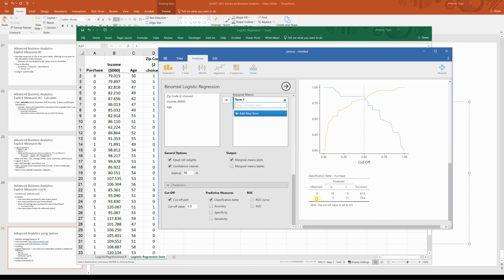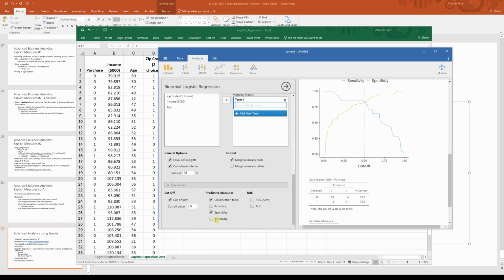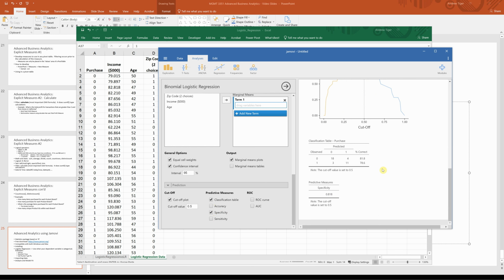Now this is if they buy a house. This is if they did not buy it. This is if they bought it. Well, if the model said that they did not buy a house, that's an error. So there were 3 out of 14 mistakes. But there were 11 out of 14 where what really happened and what the model said happened were the same. So there's your 78.6. And the 81.8, this right here, is the specificity. And then the sensitivity is this one.